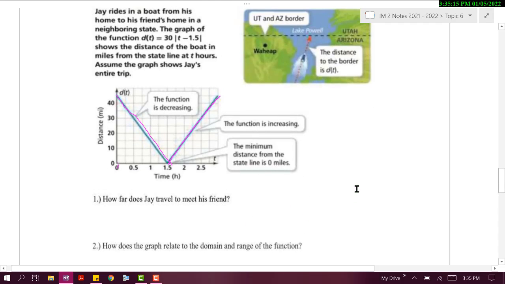How far does J travel to meet his friend? Well, he went from 40 all the way up to, or I guess it's 45, and 45 here. So 45 plus the 45 gives us our 90 miles.